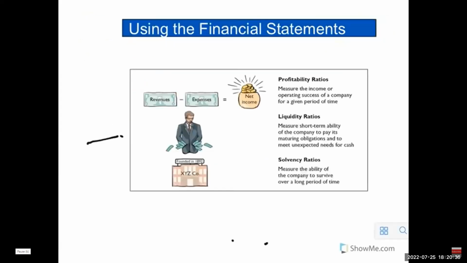These ratios are actually in three categories. One, there are the profitability ratios. They measure the income and the operating success of the business. That's your income statement here. Revenue minus expenses gives me my net income.